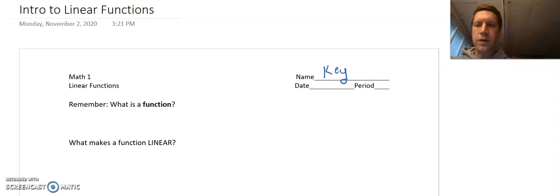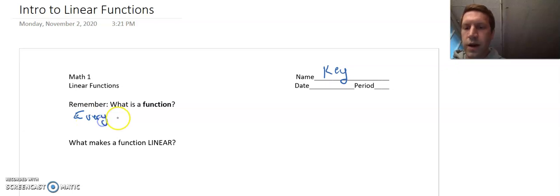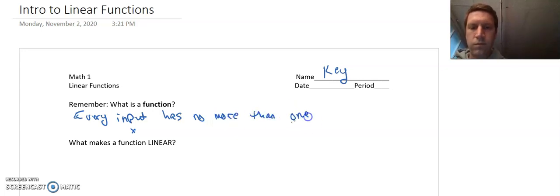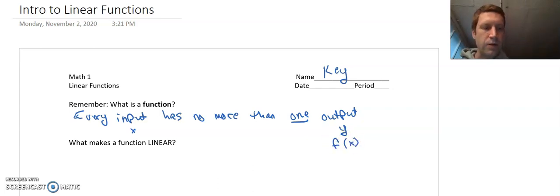Okay, so first thing, what is a function? We talked about this last week. A function, it's a relationship between x and y, where every input, our x value, has no more than one y value, or one output. And then remember, when we talked about functions, we called this y value our f of x. Okay, so those are interchangeable when we're talking about functions.